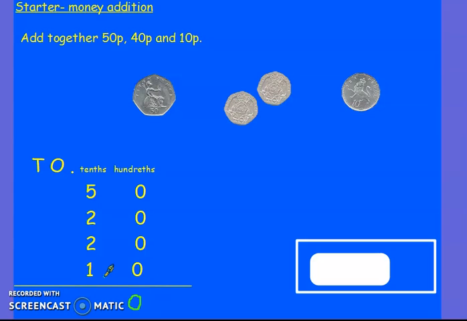Now we know we can't put 10 tenths in here, so we put the 0, the decimal point goes in the same place, and the 1 goes in the ones column. So 50 pence, add 40 pence, add 10 pence equals £1. Well done, Year 4, if you got that correct, give yourself a tick.